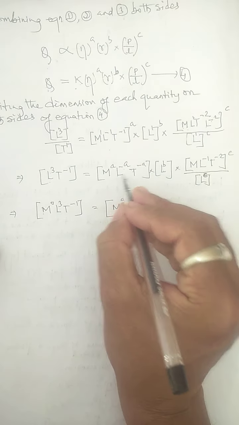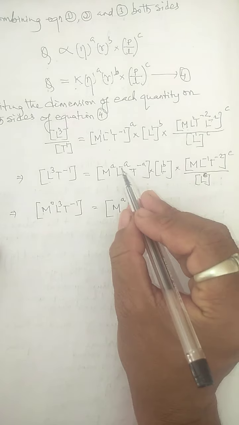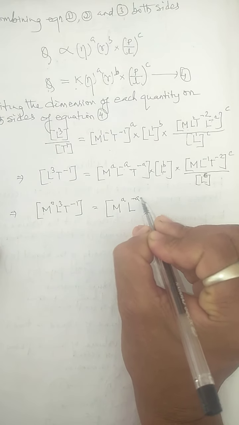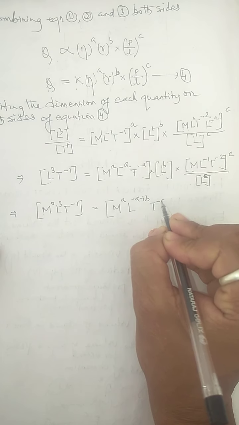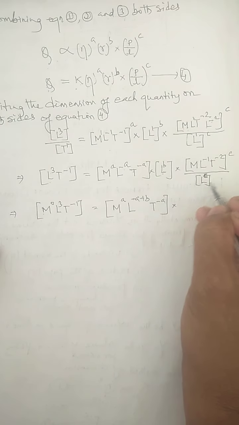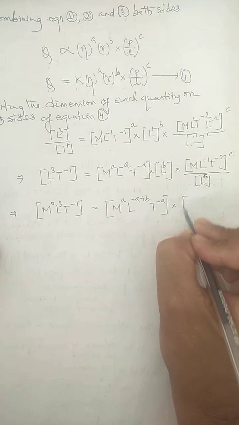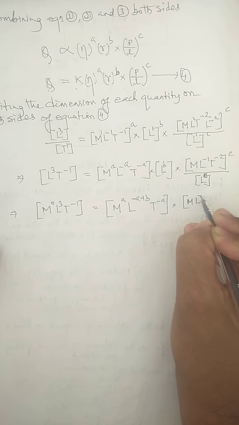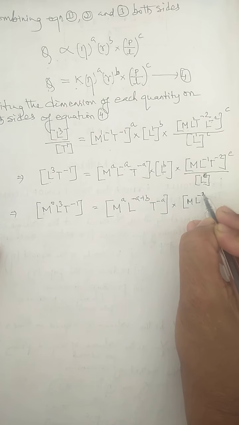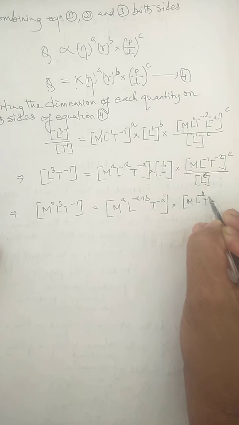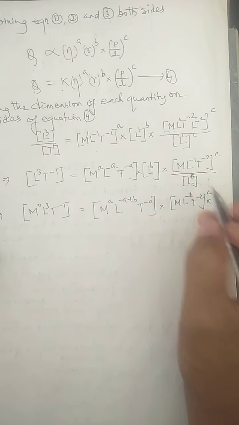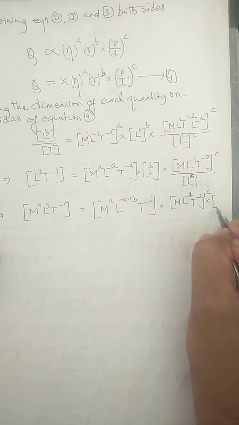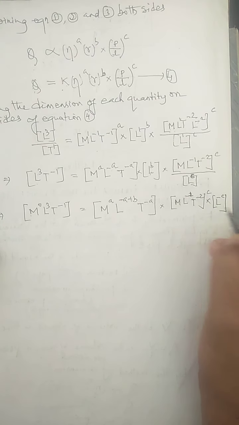So, when the bases are the same, the powers will be added. So minus A plus what? B. Then this one, t to the power minus A. So let me take this L to the power C in the numerator. It will be M L to the minus 1, not minus 2, sorry, this is minus 1. T to the minus 2 with C into C. L to the power C, if I take it in the numerator, it will be L to the minus C.